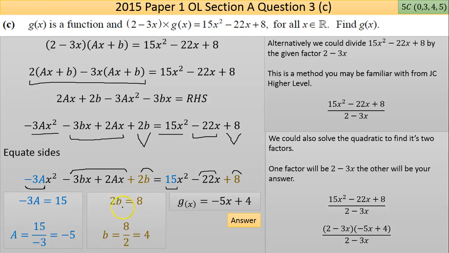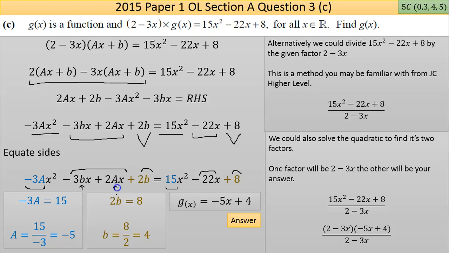I then equate the 2b equals 8. So bring the 2 across, it becomes divided. 8 divided by 2 is 4. So I know the b value is 4. If I go across, then don't I also know what this is? Because I know that b is 4, and I know that a is negative 5.